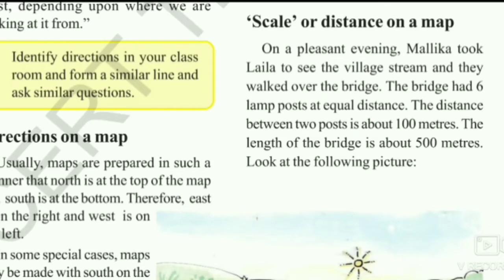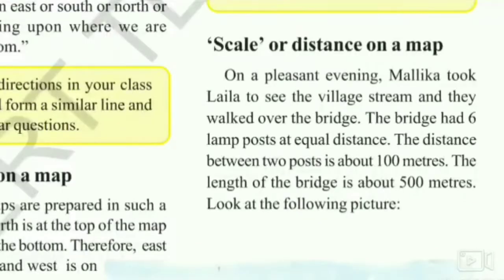The topics are scale and distance on a map, features of a map, symbols and index. Scale, or distance on a map. The scale is the ratio of distance between 2 points or places on a map to the actual distance on the ground.